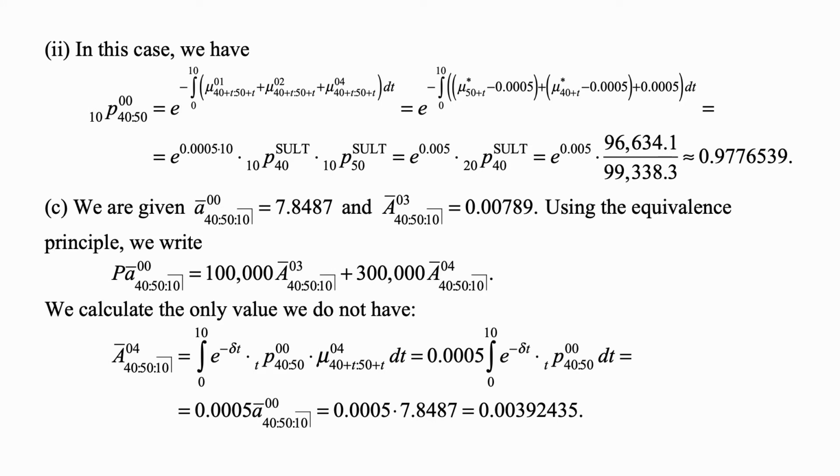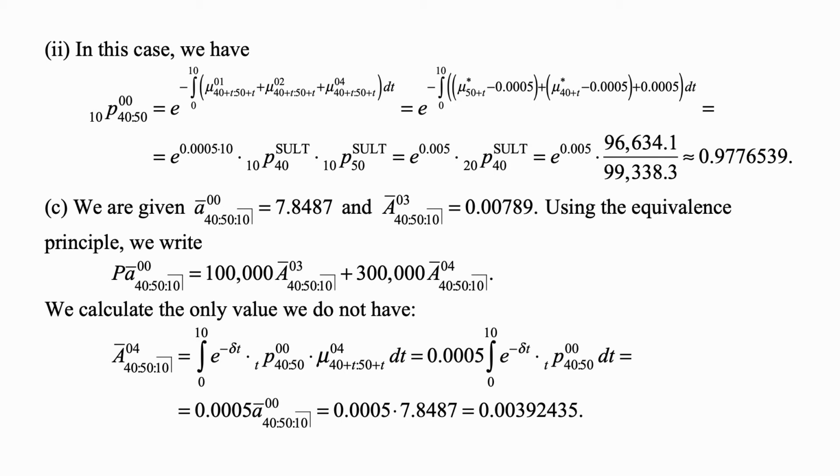Next, we look at 10p 40:50 00. So the probability of the joint life status 40:50 remaining in state 0, which is both of them alive, over 10 years. And that's equal to e to the minus the integral from 0 to 10 of the sum of all the forces that would take this joint life status out of state 0, which are mu 01, mu 02, and mu 04, because from state 0 you can go to states 1, 2, and 4 if you leave state 0.